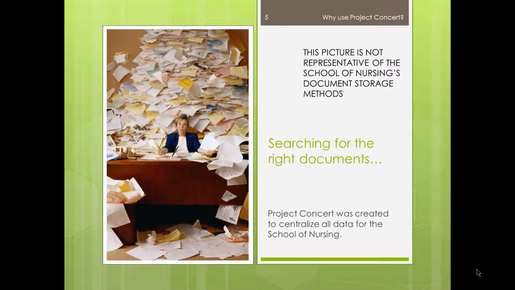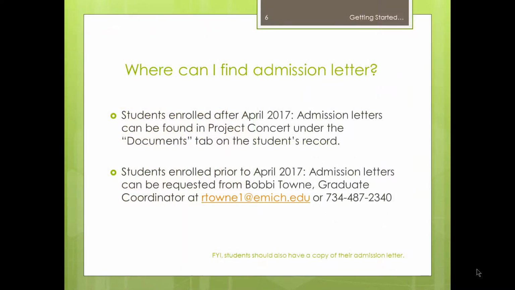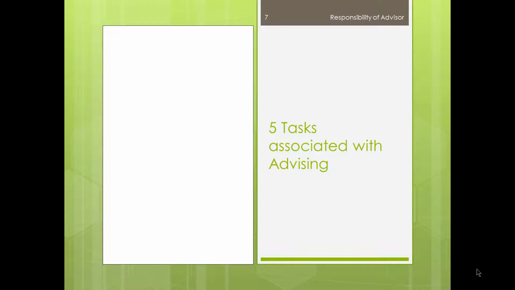Back to advising. So how can you get a copy of the student's admission letter? If your student enrolled after April 2017, their admission letter is under the Documents tab on the student's record in Project Concert. I'll show you where that is later in this video. If your student enrolled prior to April 2017, you can request a copy of the admission letter from the Graduate Coordinator at the contact information I've presented here. Now that you know how to find the admission letter, let's talk about advising.